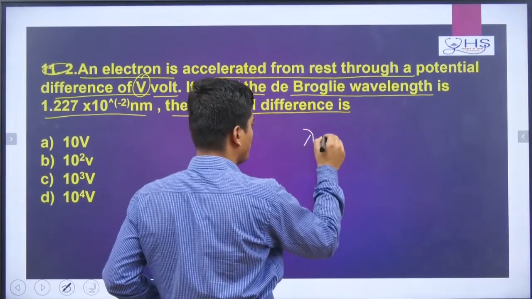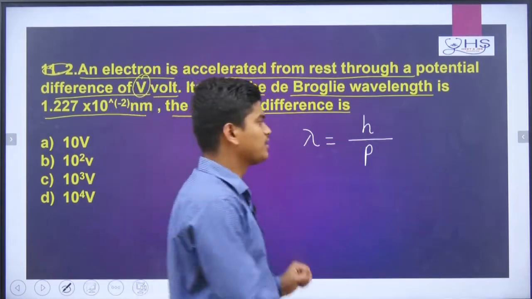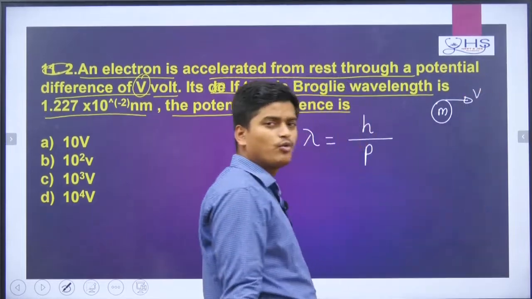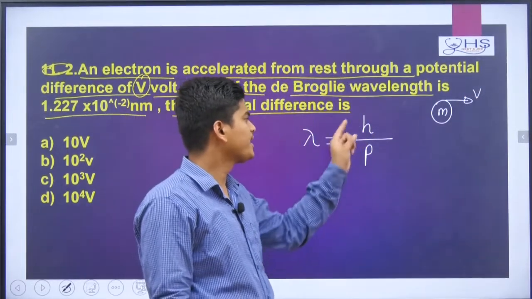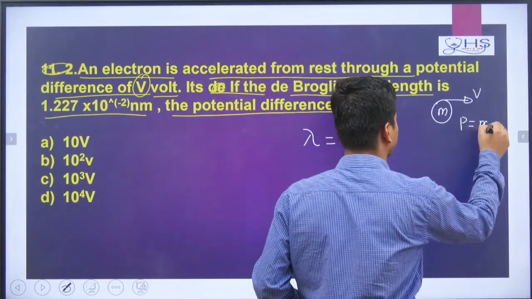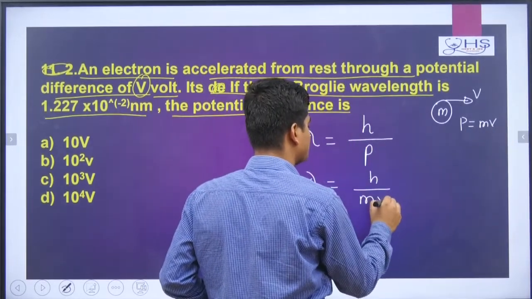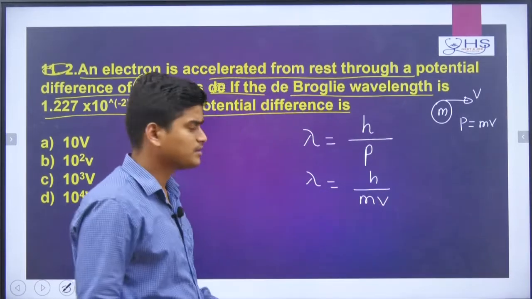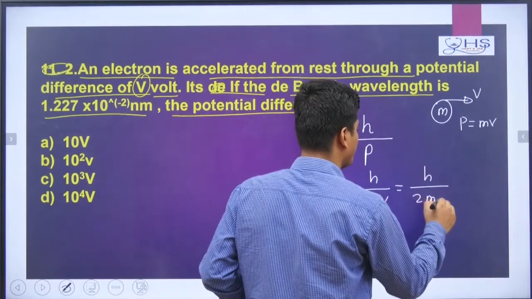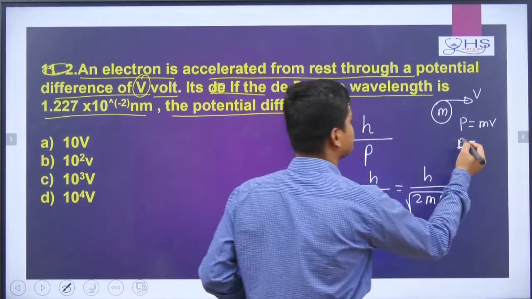Here the De-Broglie wavelength formula is h by p. If a material particle is moving with velocity v, then the De-Broglie wavelength associated with that particle is h by p, where p is the momentum of that particle. So p equals mass times velocity. Now lambda equals h by mv, and you can also write it as h by root 2mE, where E is the energy of this particle.